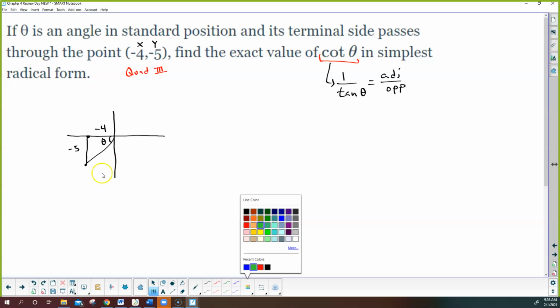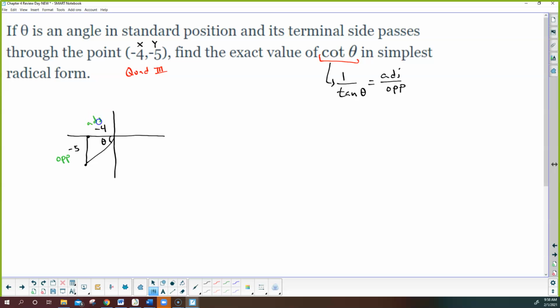I don't need the hypotenuse, so I'm not going to find it. I have the opposite, and I have the adjacent. So what is cotangent? Cotangent of theta is the adjacent over the opposite. And then you should reduce this. I'm not sure how Delta Math would, I think it would accept that if it was a negative over a negative, but we know that a negative divided by a negative is positive. Okay. So in this case, you don't need the hypotenuse because cotangent doesn't involve hypotenuse.